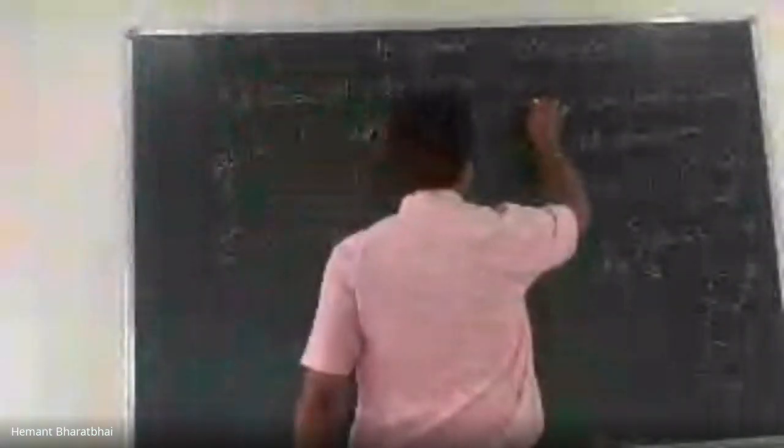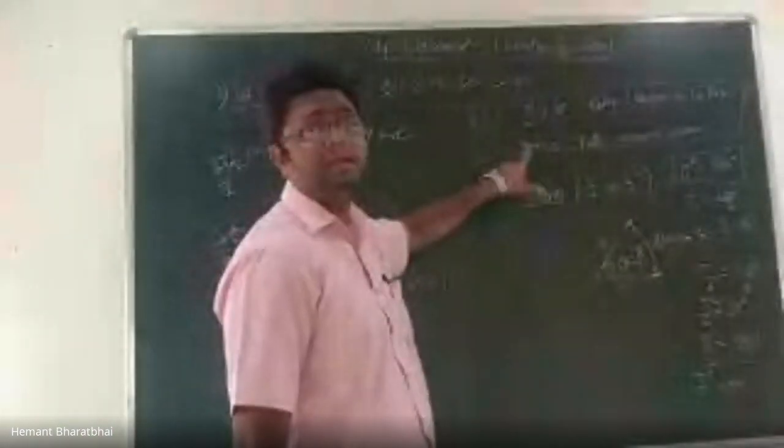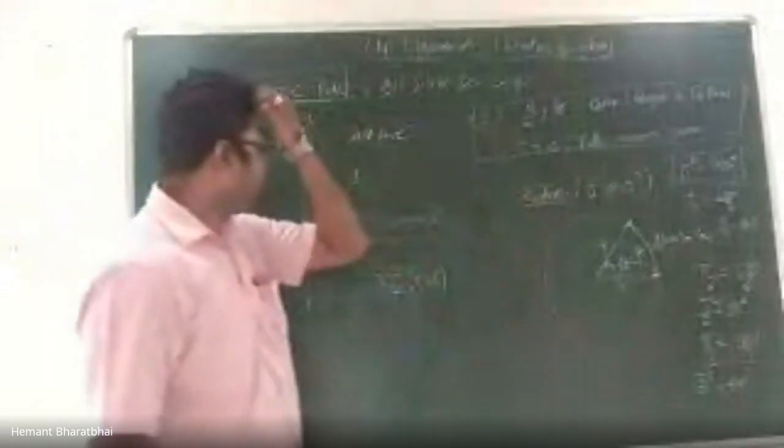So here when I have written pi by 2, it means 90 degrees. And here when I have written pi, it means 180 degrees. So you have to remember these two rules. The first rule is ASTC, and the second: whenever it is pi by 2 plus minus theta, ratio changes to co-ratio.